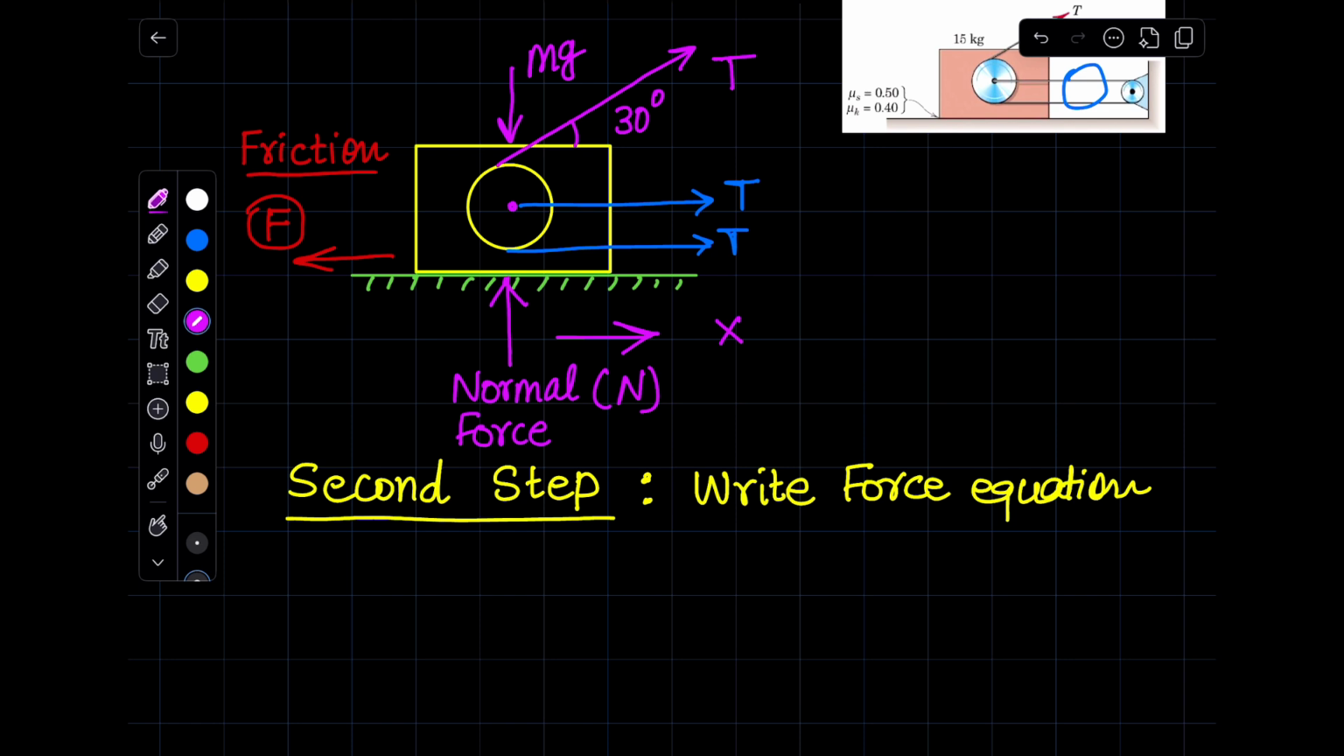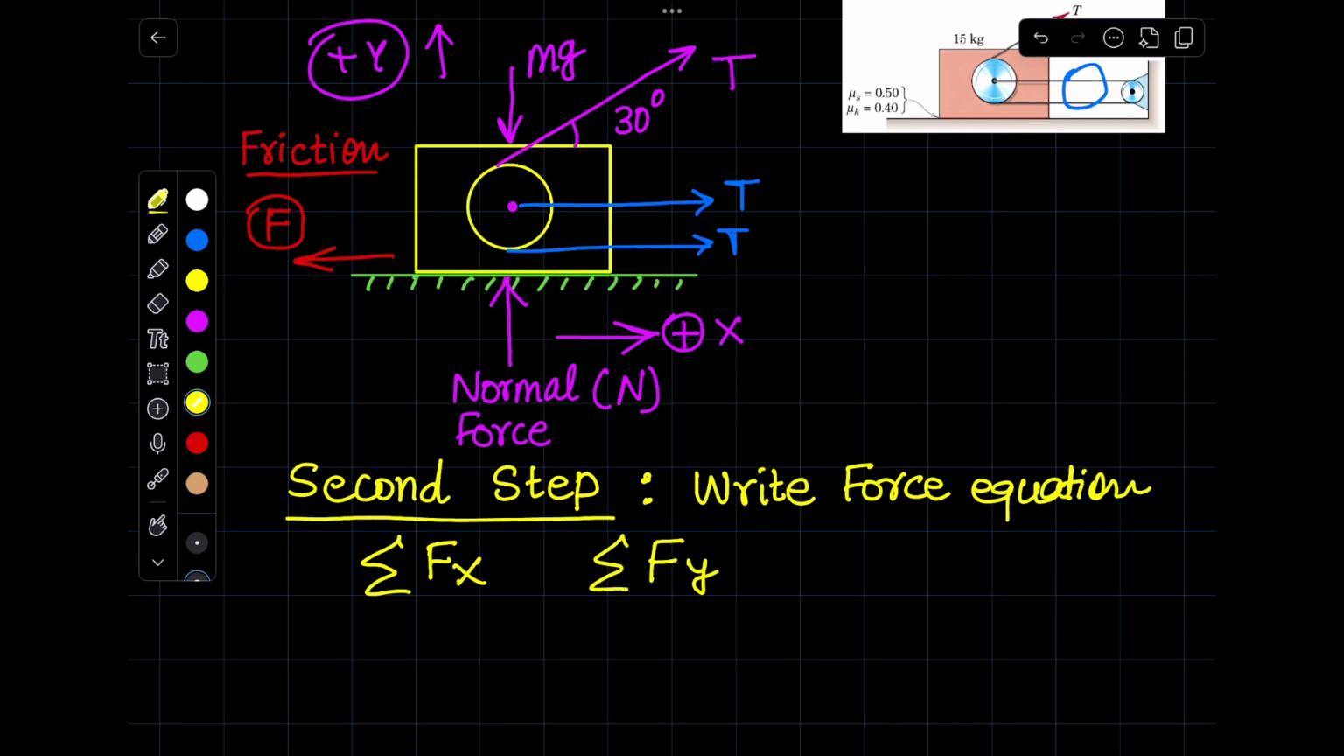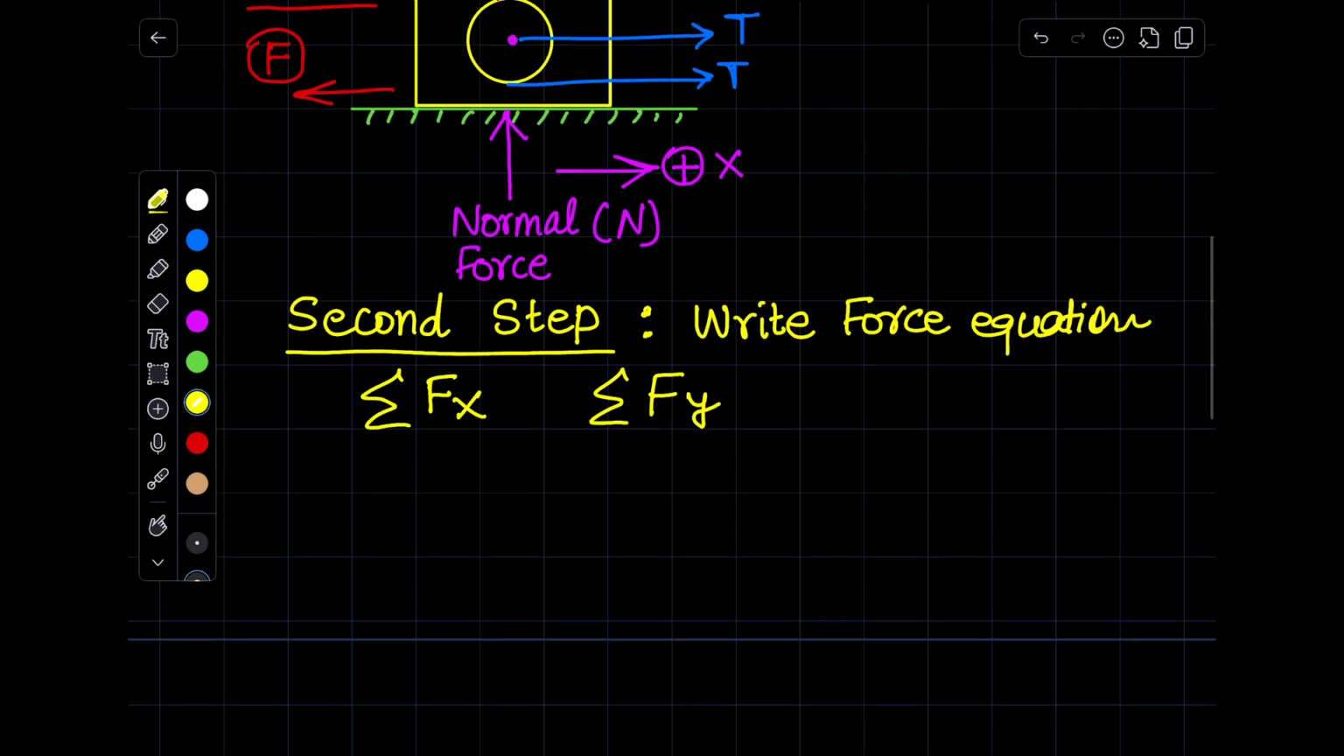Now the second step is here. We will write all the force equations. It means that we will make equilibrium of the forces, or we will balance the forces in x and y direction. So look here, I made the positive x direction to the right side and the positive y direction upward. This is our assumption and this is the most convenient way of choosing the axes. So let's balance the forces in the x direction and in the y direction. So let's start with the x direction.